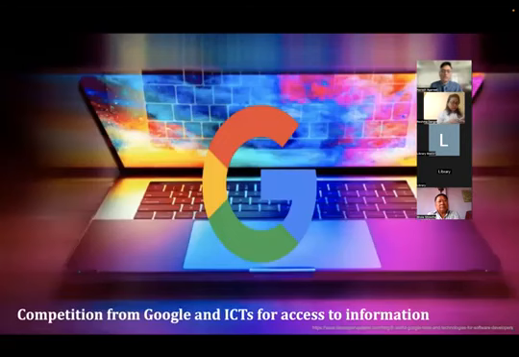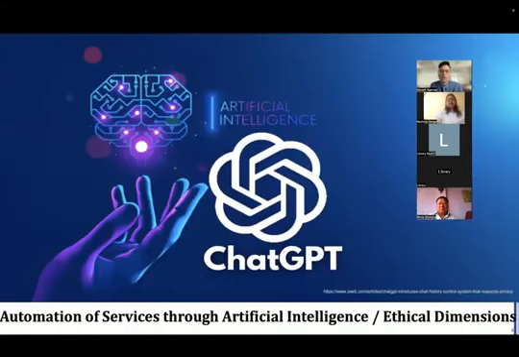And we also have the competition from Google and ICTs. So different library systems are trying to provide one search interface in which you can have an easier search for our resources. Also, sometimes in university libraries, the library is becoming almost invisible and being integrated into learning management systems and so on. So again, we have to think of how we can fight the competition from technology, and also how to deal with ChatGPT and the ethical dimensions of artificial intelligence.